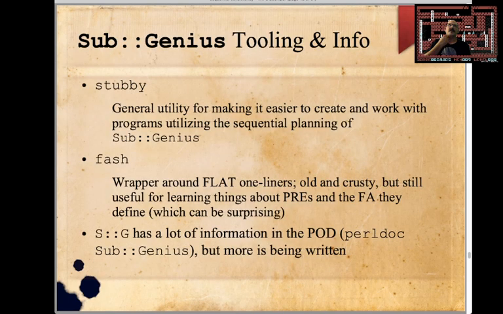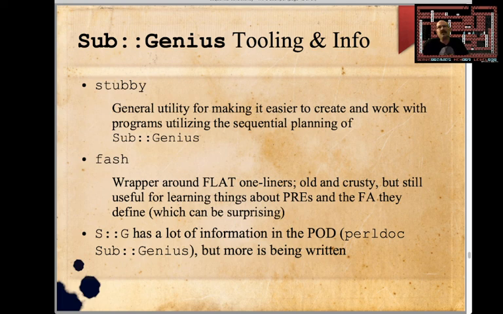All right, I've got a couple of tools that come with SubGenius. One is Stubby. This is kind of like the general utility. I found when I was creating these examples that there's some boilerplate involved, and I knew that, given a PRE, I was going to need to define subroutines that were named the same thing as all the words in the PRE. So it makes a lot of sense just to automatically generate these subroutines. So Stubby can be used for that.